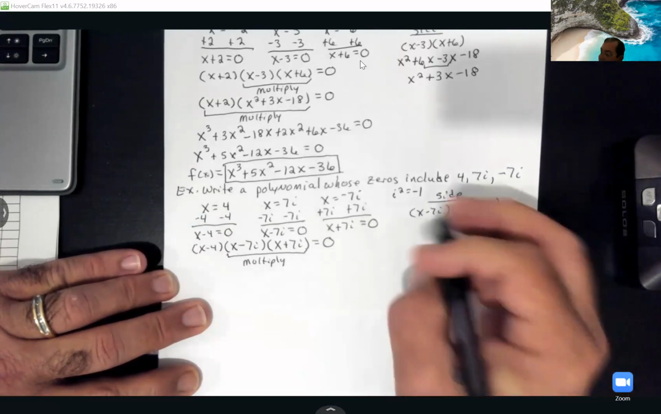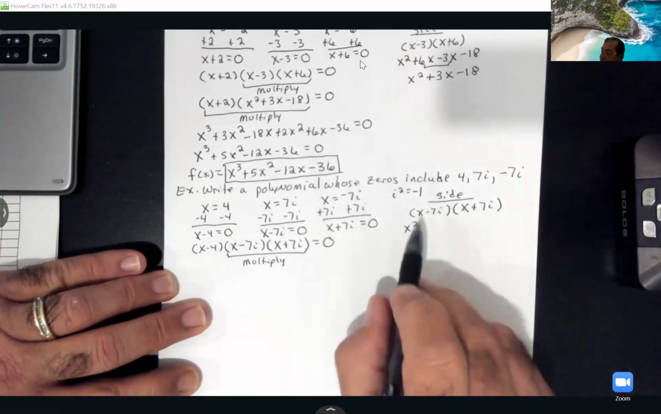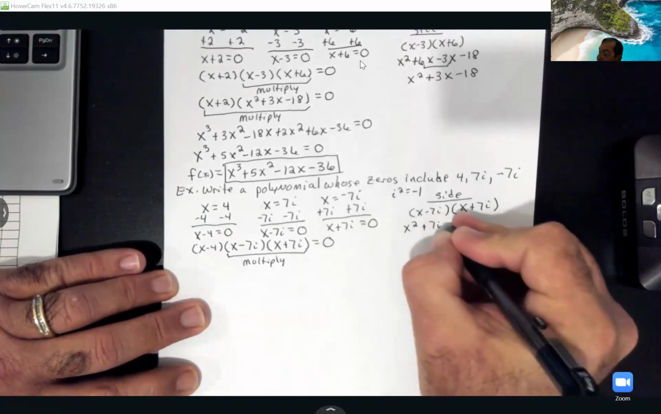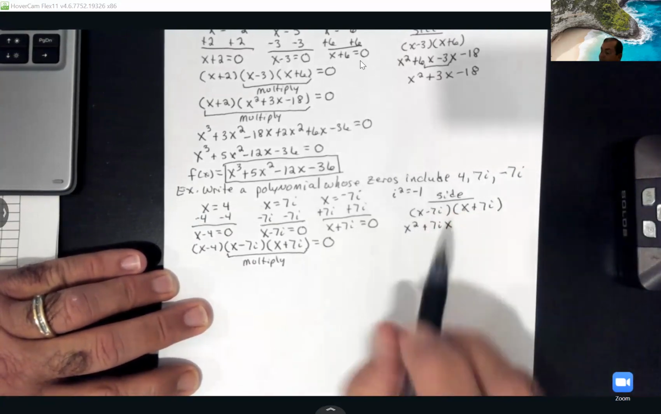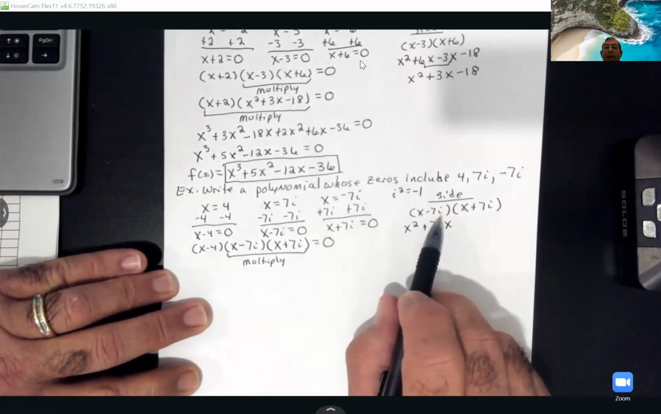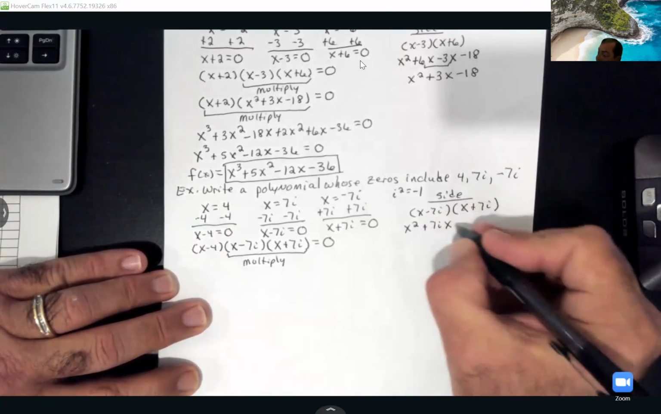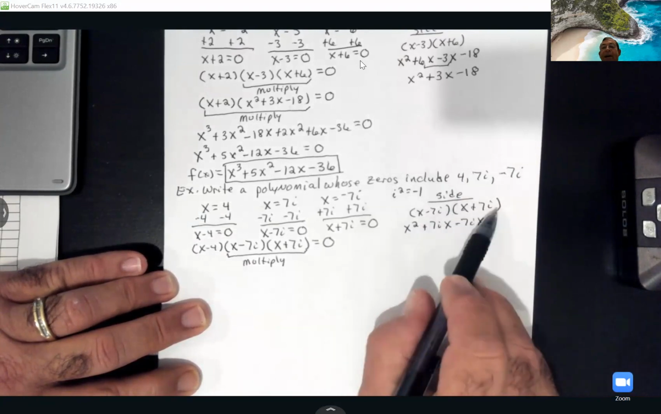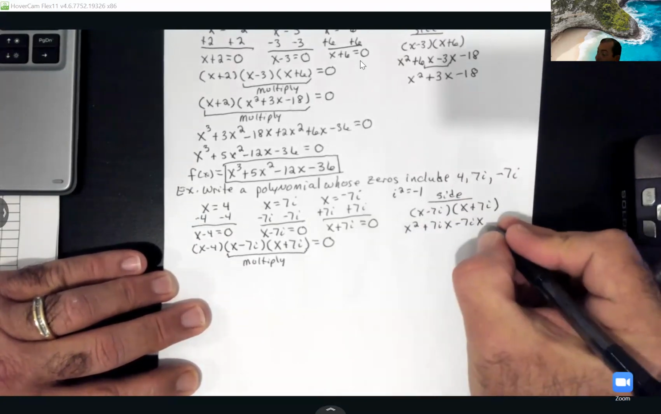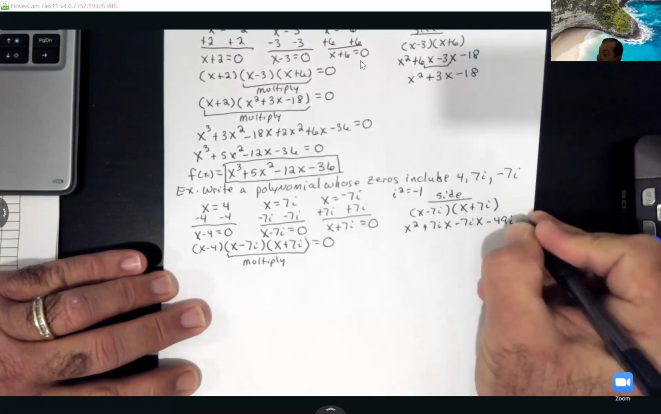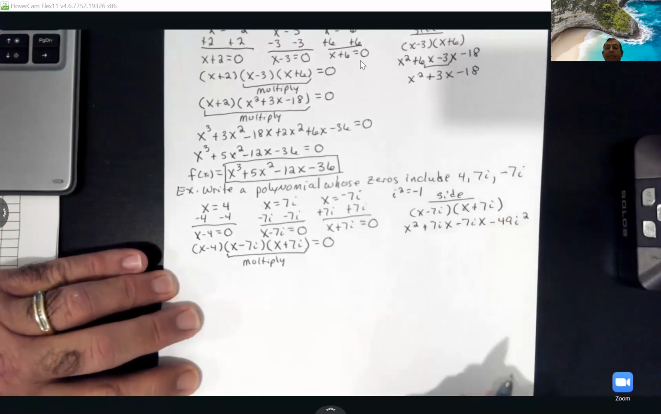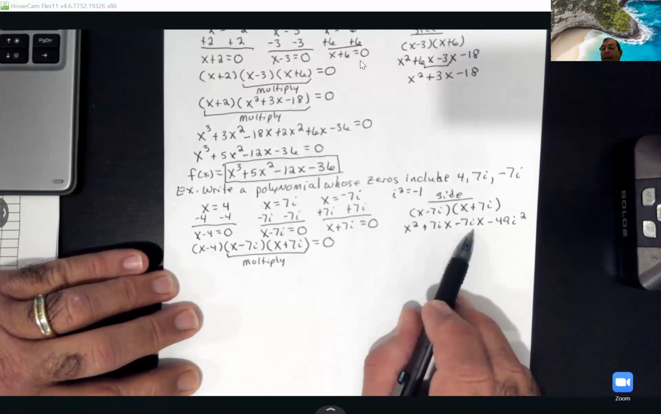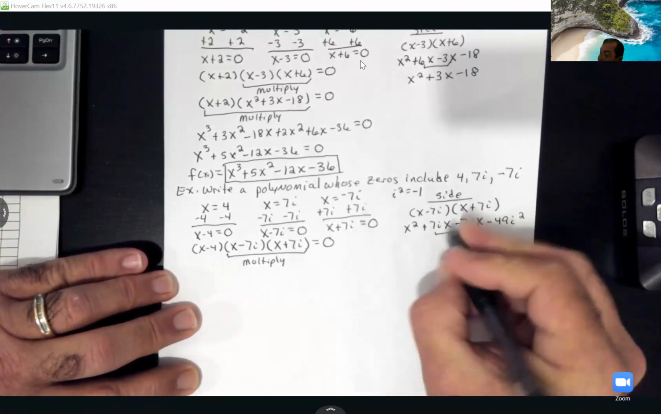So this x times x is x squared. X times 7i is a 7ix. Now we distribute that negative 7i. Negative 7i times x is a negative 7ix. And y'all, a negative 7i times a positive 7i is a negative 49i squared. Now you also notice in the middle, the positive 7ix and a negative 7ix, those right there are going to cancel.